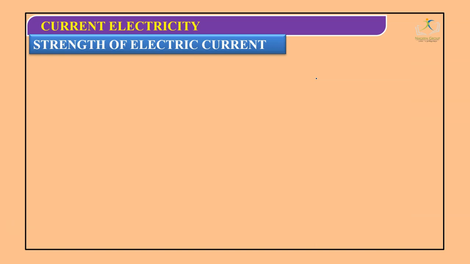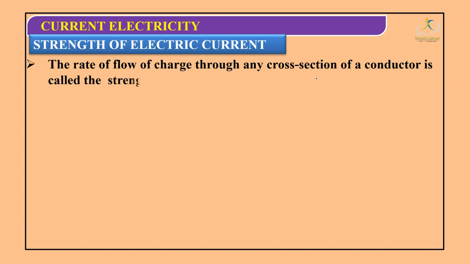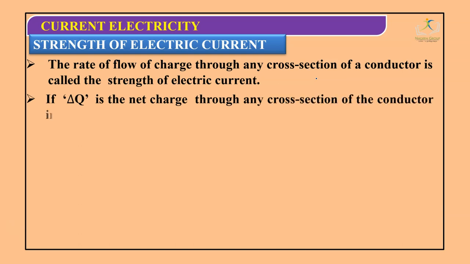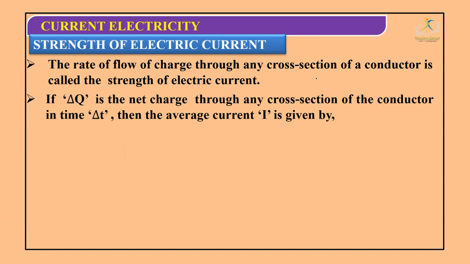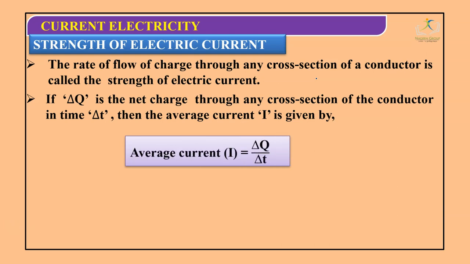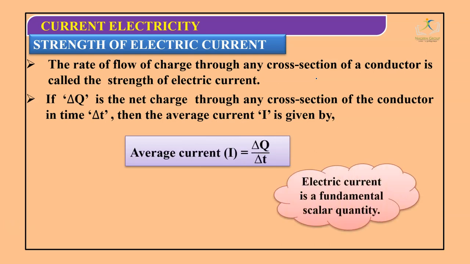Strength of electric current. The rate of flow of charge through any cross section of a conductor is called the strength of electric current. If delta Q is the net charge through any cross section of a conductor in delta T time, then the average current I is given by I equals delta Q by delta T.